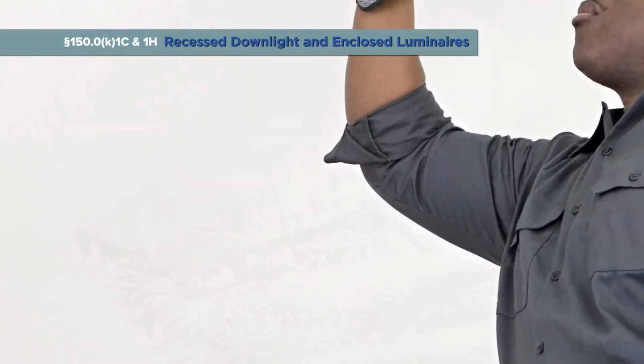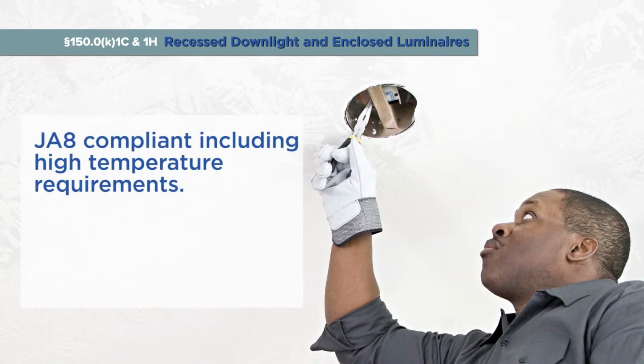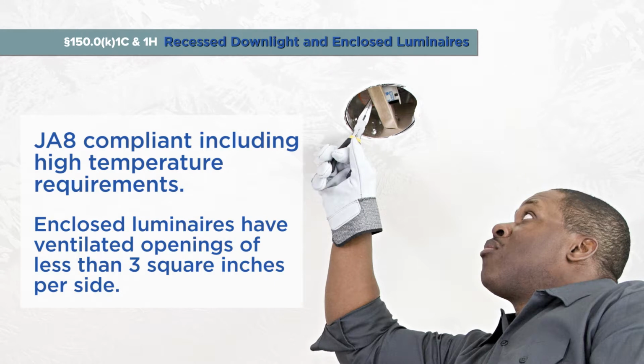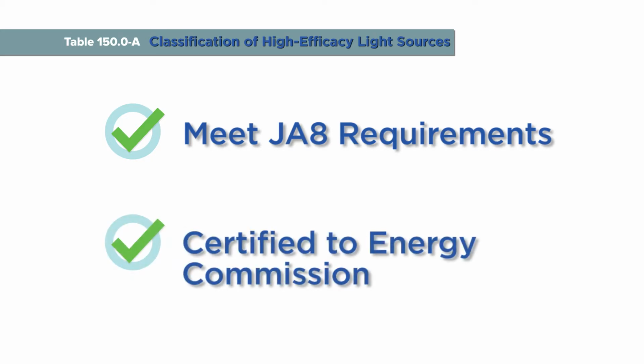Other types of recessed downlight luminaires and enclosed luminaires must contain a light source that complies with JA8, including the elevated temperature requirements. An enclosed luminaire is defined as having ventilation openings less than 3 inches squared per side. Light sources which are automatically qualified as high-efficacy must still meet JA8 requirements and be certified to the CEC if they are used in a recessed downlight or enclosed luminaire.